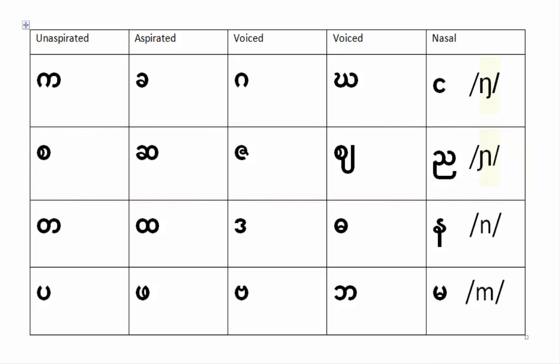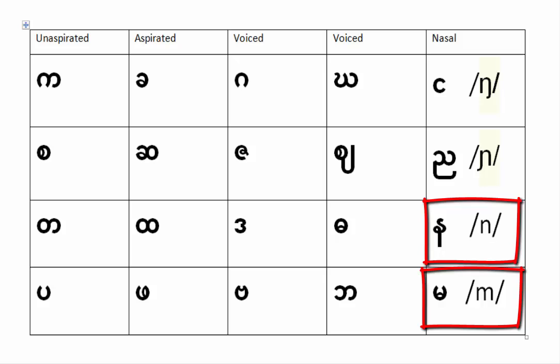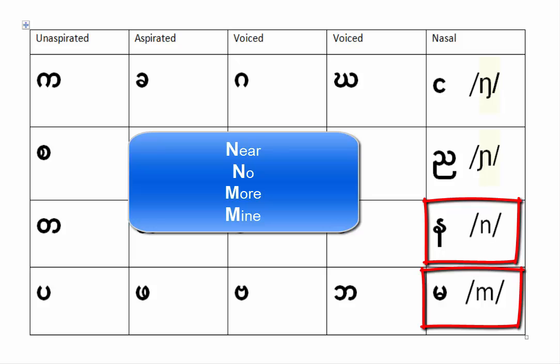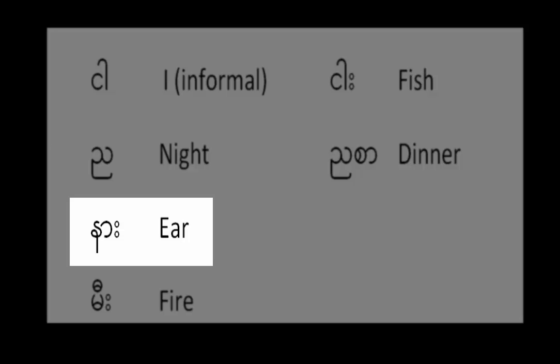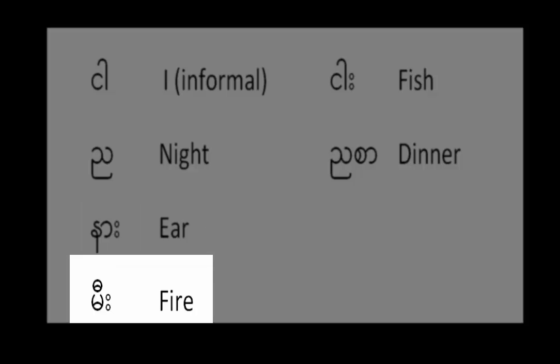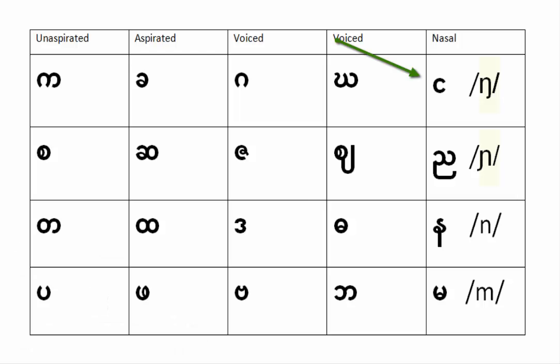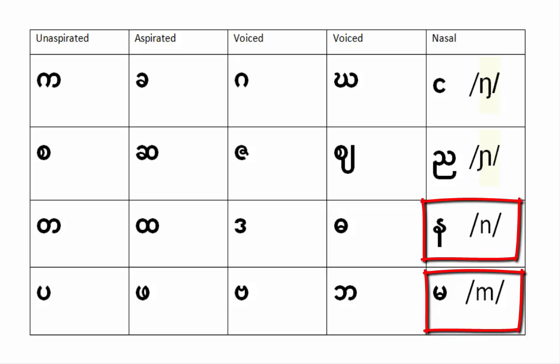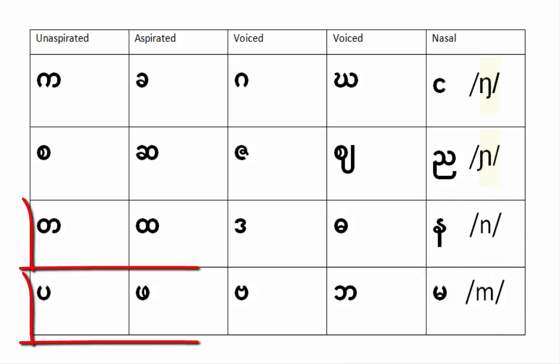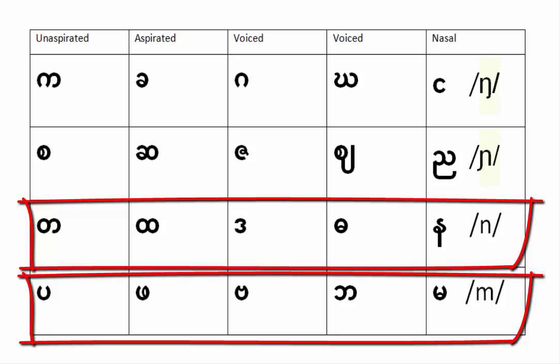The next 2 nasal letters, na and ma, are relatively easy because they are familiar in English and their sounds even occur at the initial position, like in near, no, more, or my. Here are the Burmese examples. The first one, na, and the next one, ma. Like in the cases of nga and nya, the nasal letters na and ma share the same tongue position as the letters in the same rows. Shall we listen?